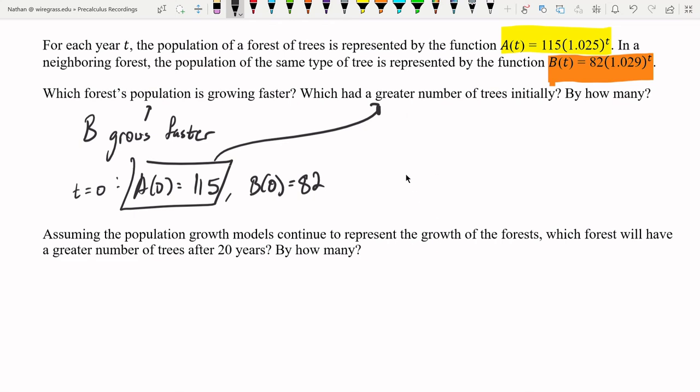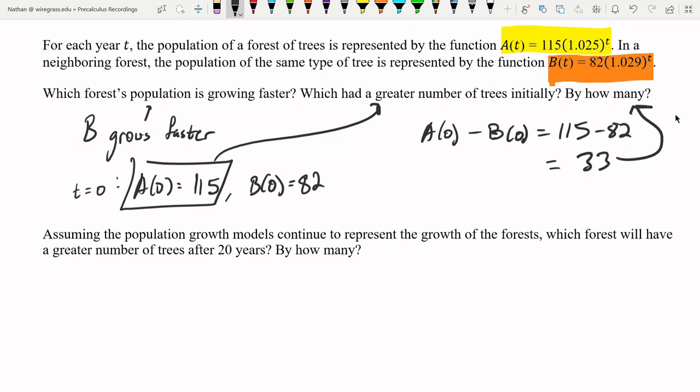And by how many? Well, that's easy to do. You're just going to take A of 0 minus B of 0. So 115 minus 82, 33. That's how many more it had starting off.